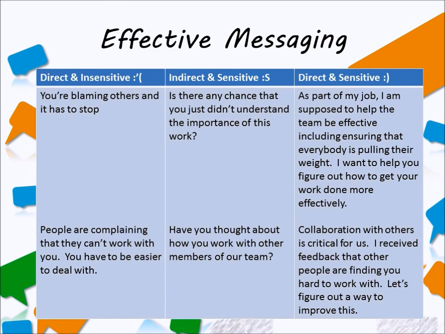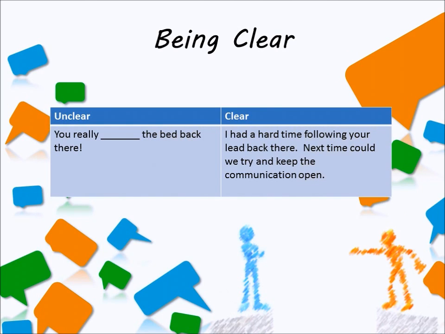Collaboration, the last one. Collaboration with others is critical for us. I received feedback that other people are finding you hard to work with. Let's figure out a way to improve this, right? So again, getting down to that solution, an action item in the end, right? A critical part of being direct is being clear in your communication. So finding a way to avoid ambiguities and avoid leaving things up to interpretation.